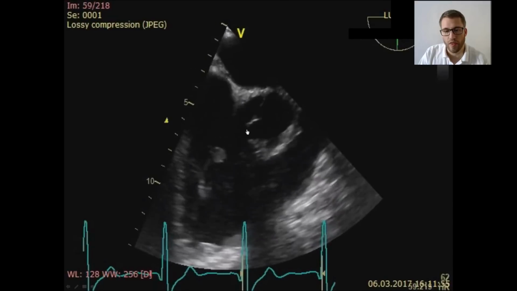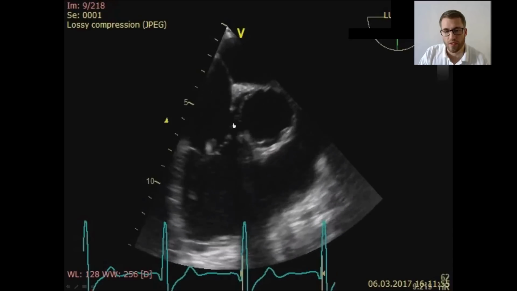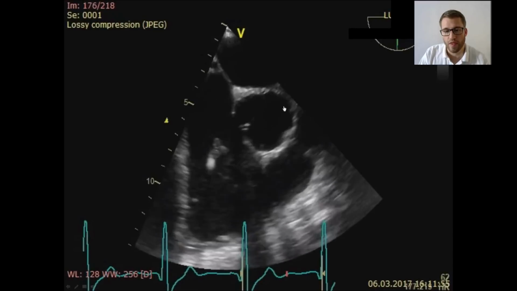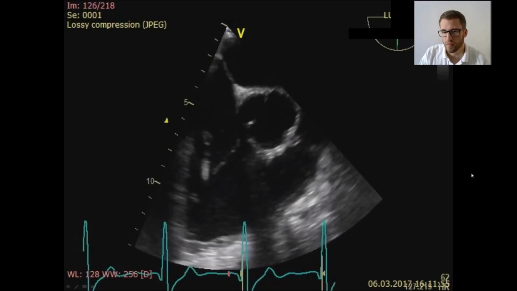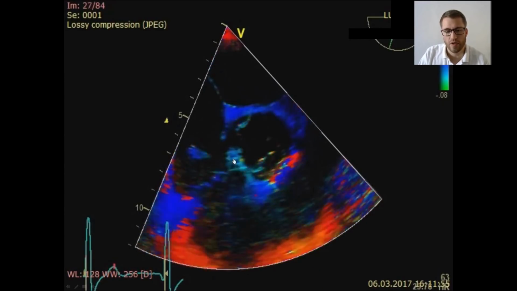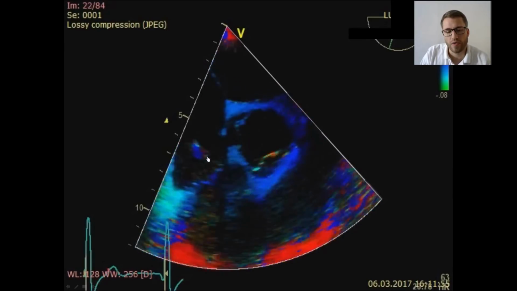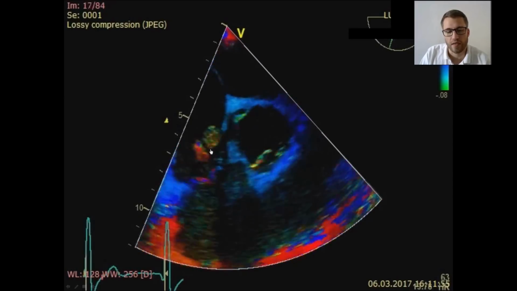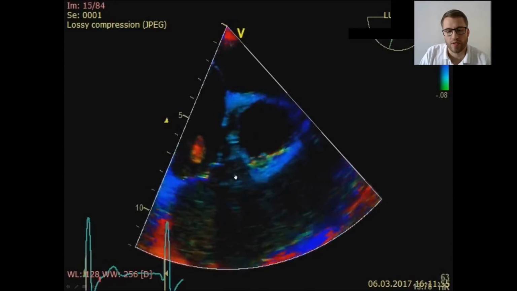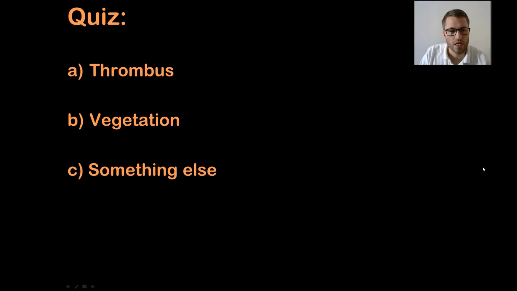Again, a view on the Ross operation results, the originally pulmonary valve now in aortic valve position. The tissue Doppler imaging is not as spectacular as it was from the TTE, but also here you can see this structure floating with a different color than the surrounding tissue of the heart. So, what is it? What do you think? Is it a thrombus? Is it a vegetation? Or is it something completely different, something else? So, make a choice.